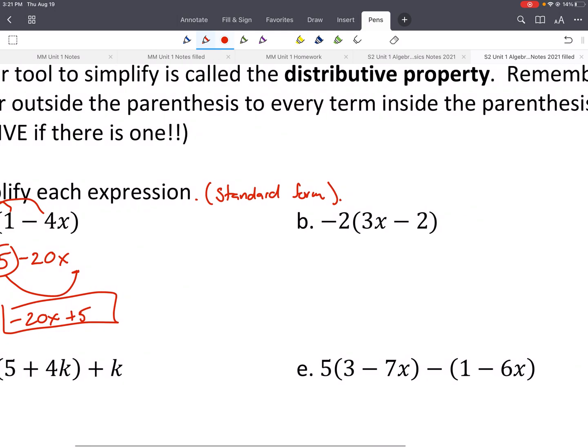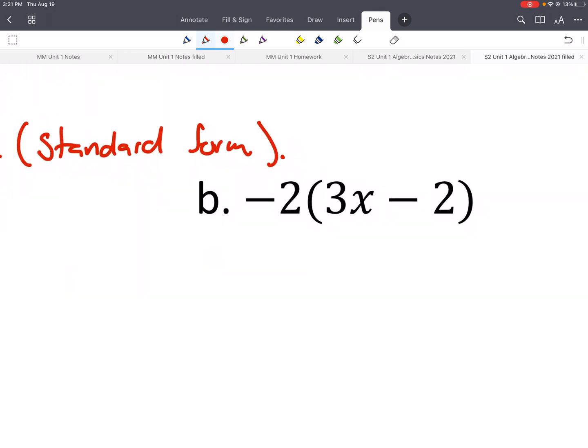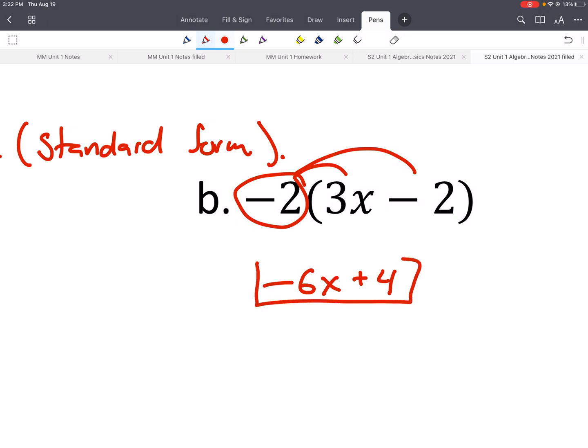All right, here is another example where we have a negative. So we need to make sure we multiply negative 2, not just the 2, but the negative 2 by everything. So that gives us negative 6x. And then negative 2 times negative 2 will give us a positive 4. So just remember, negative times a negative is a positive.